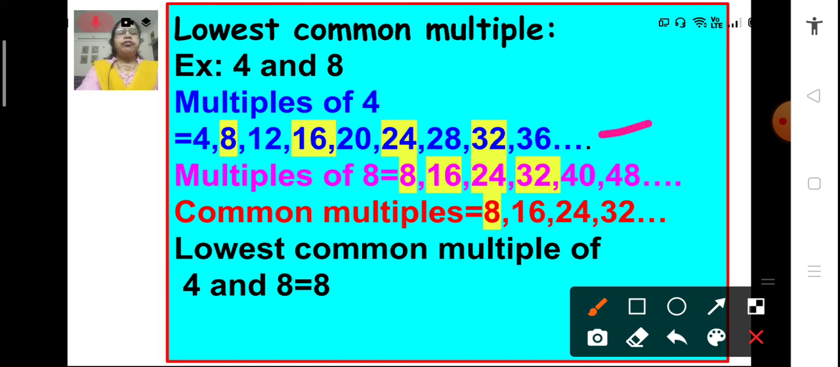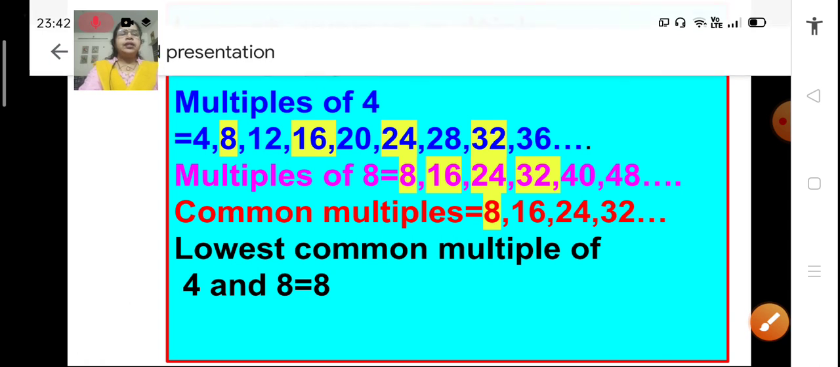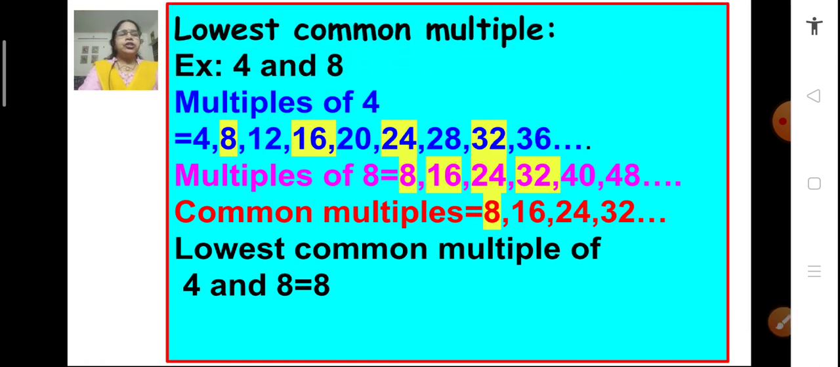And what will be the multiples of 8? They are 8, 16, 24, 32, 40, 48 and so on. And among them, what are the common multiples of 4 and 8? They are 8, 16, 24 and 32, isn't it? And among them, which is the lowest one? The lowest one is 8, isn't it? So, the lowest common multiple of 4 and 8 is 8. It is not 16, it is 8.